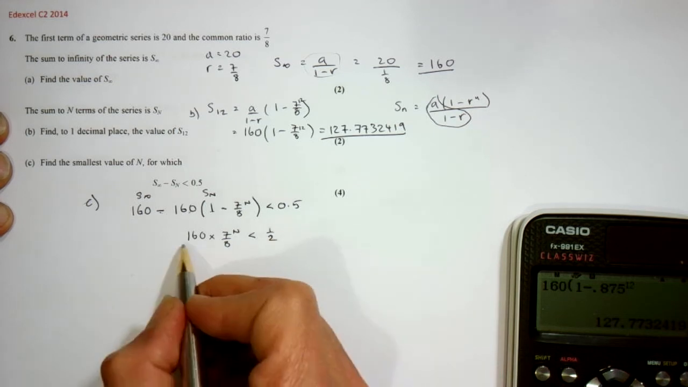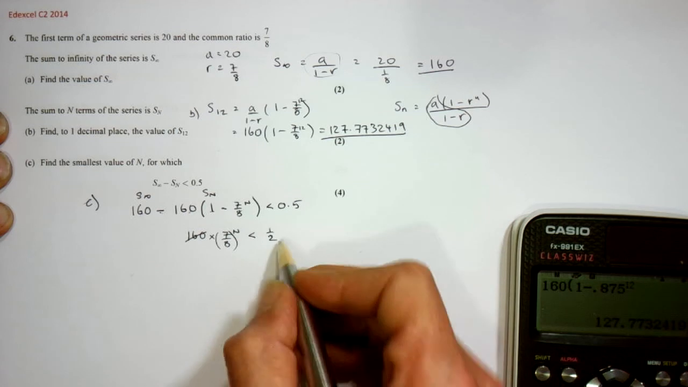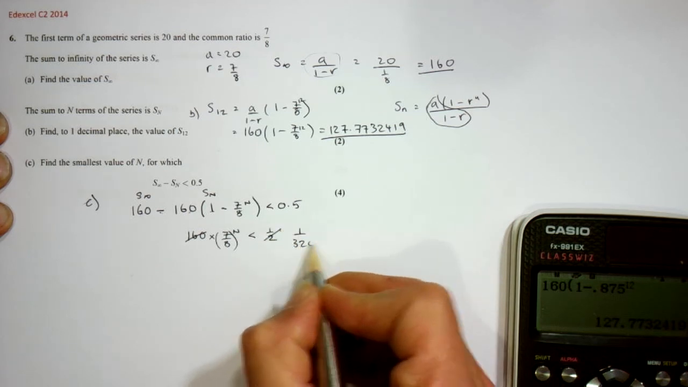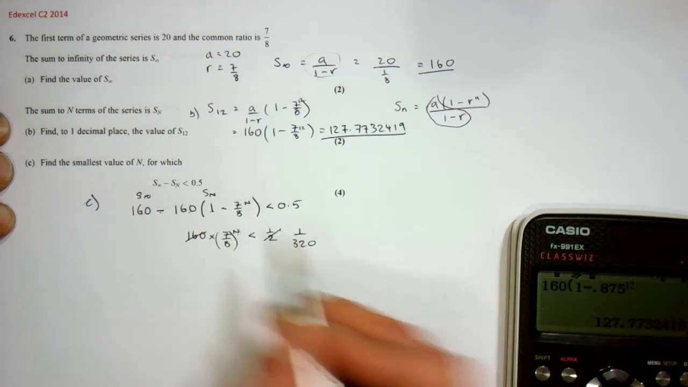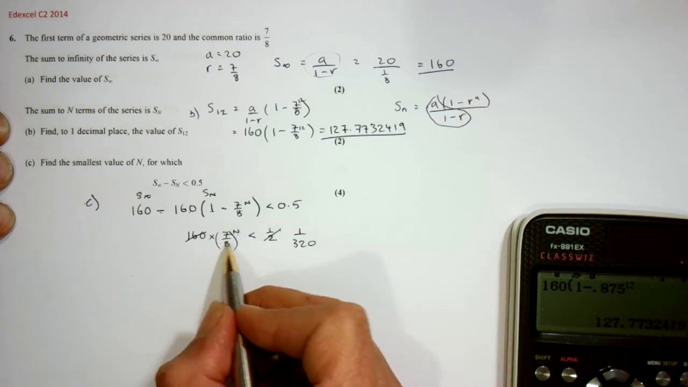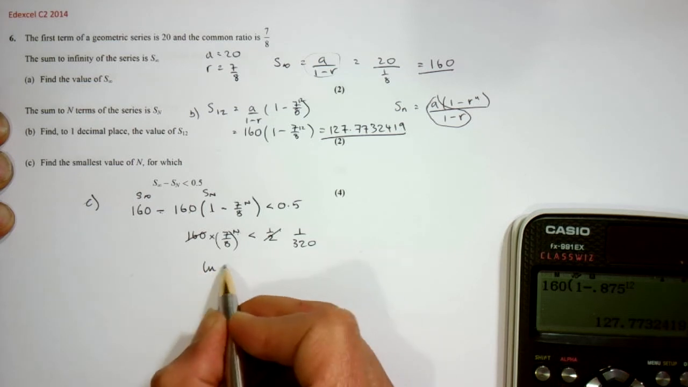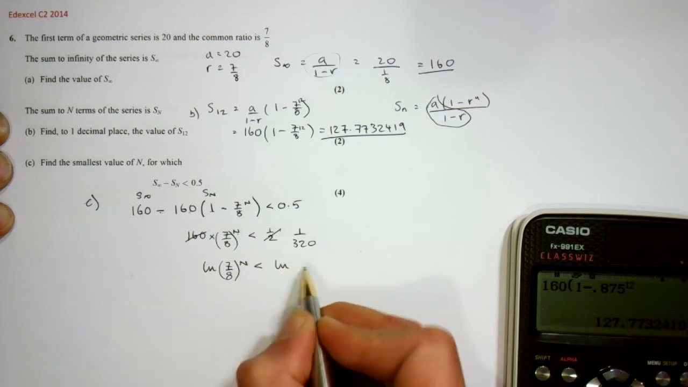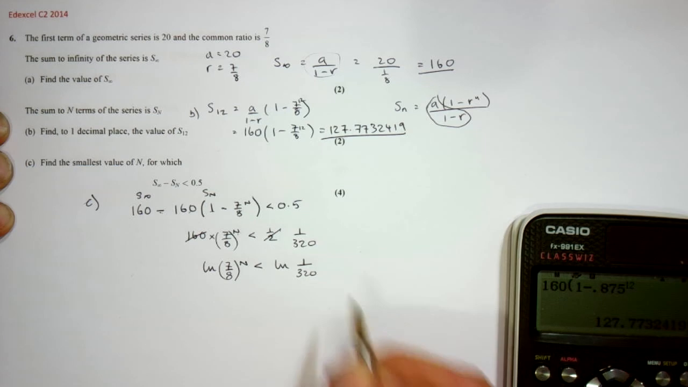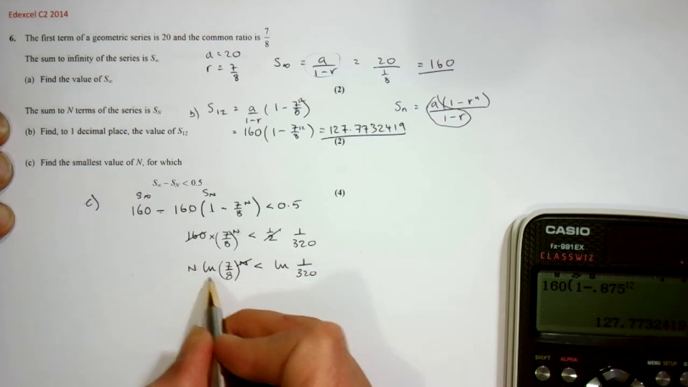Let's be consistent, we've got fractions here. So let's divide by the 160. Remember, this is to the power of n, so that's 1 over 320. And now we've got to solve this inequality for when n is the power, so we use logs. We've got to undo the power thing. So I'm going to use natural log of 7/8 to the power of n is less than natural log of 1 over 320. And we use the log law, where something to the power, and then log it, is the same as n times log of something.